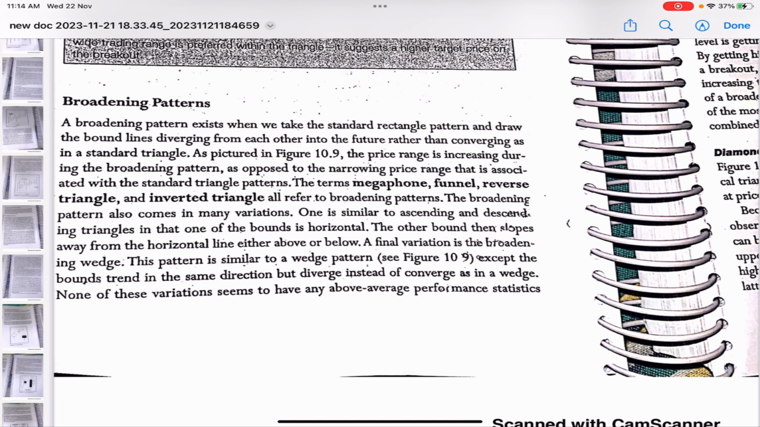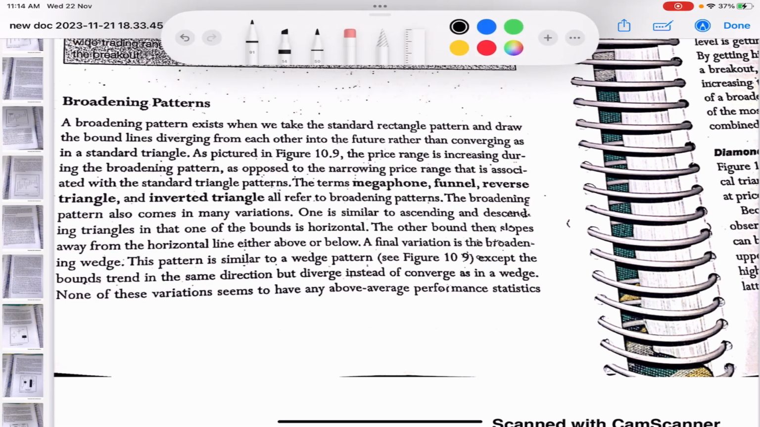A broadening pattern exists when we take a standard rectangle pattern and draw the bound lines diverging from each other. So instead of converging, they are diverging. Okay. And what are the kinds of broadening patterns? We have megaphone, funnel, reverse triangle, and inverted triangle. We will be discussing each of these patterns one by one, so don't worry about that.